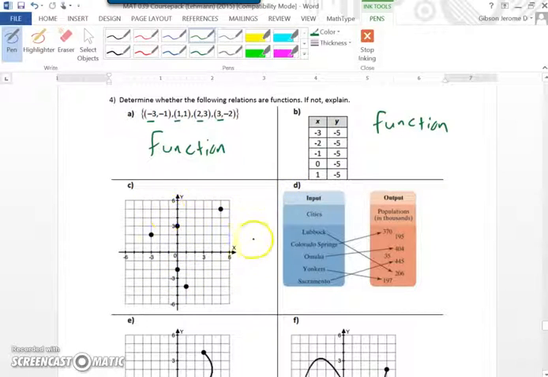Okay, now look at C. If you notice here, we have all points here. Now to determine if this is a function or not, we look and see if there are points that have the same x value. If you look here, we have 2 points that have the same x value. Does everyone follow that? So then this is not a function.